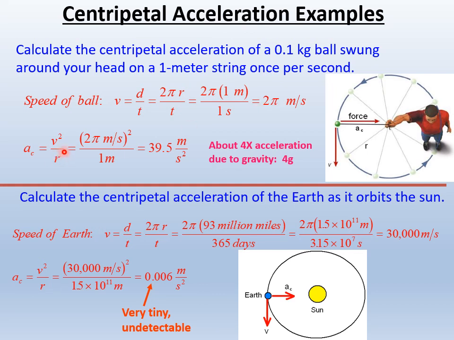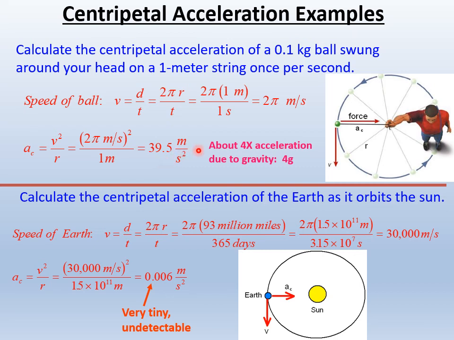Now we can calculate the centripetal acceleration. We can put 2 pi as our velocity, and we're going to square that number. And we're going to divide it again by the radius, r, which is 1 meter. So 2 pi squared turns out to be 39.5. And so our answer for our centripetal acceleration is 39.5 meters per second squared.